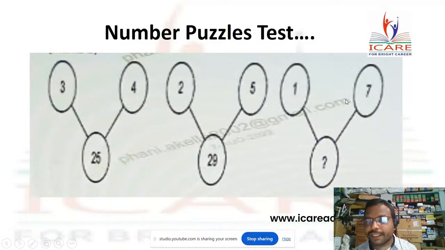And 1 square plus 7 square. 1 square is 1, 7 square is 49. 49 plus 1, 50 is the answer.